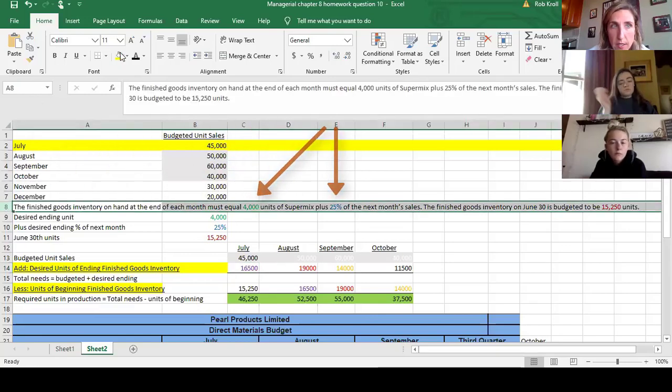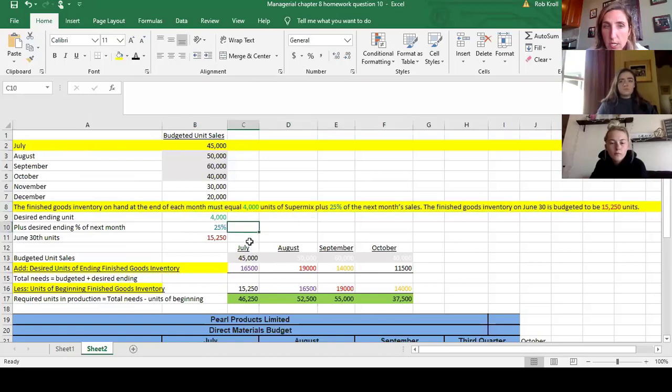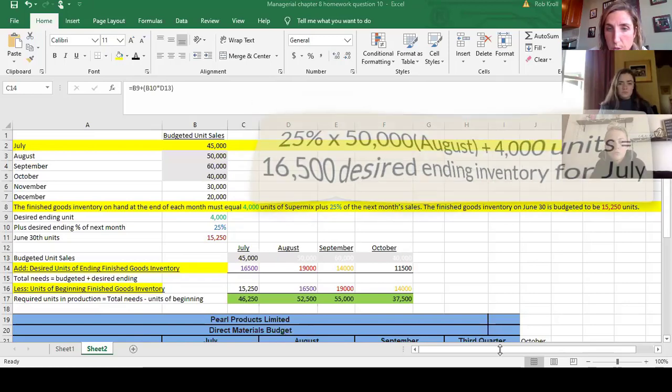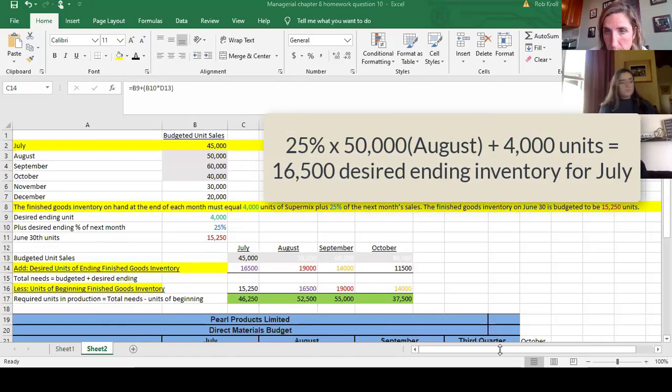This is the line I need to look at. It says, at the end of July, essentially at the end of the month, I want to already have 4,000 units on hand. Plus, I want to have 25% of next month produced. So if you look at this box here, the 16,500, the way it was calculated is I need to take 25% of 50,000, which is 12,500, plus 4,000. That's where that 16.5 in purple came from right there.